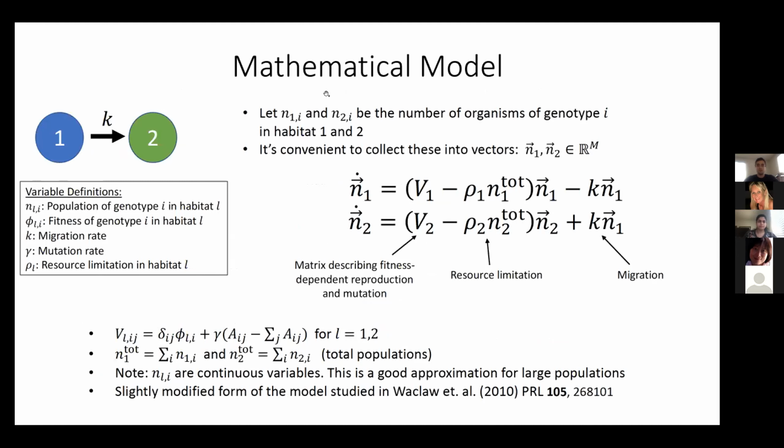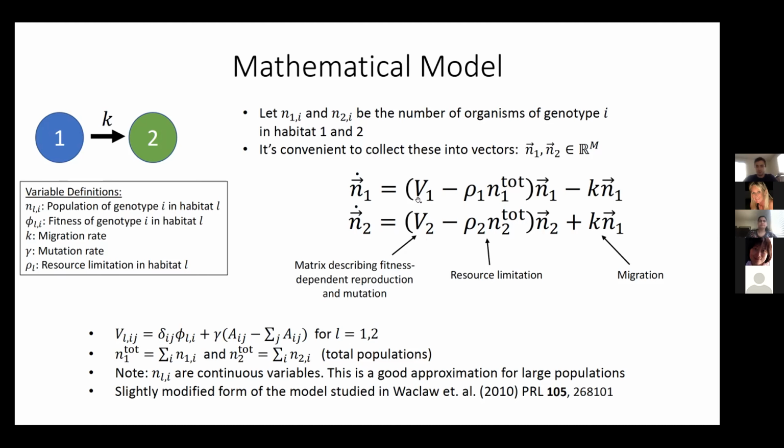So moving on to the mathematical model, let's define these variables. n sub 1i is the number of organisms in habitat 1 with genotype i, and similarly in habitat 2. And it's convenient to collect these numbers into vectors. So here the vector n1, the ith component would just be the number of organisms with genotype i. And these populations obey these two coupled differential equations. The first one is for habitat 1, and the second one is for habitat 2.